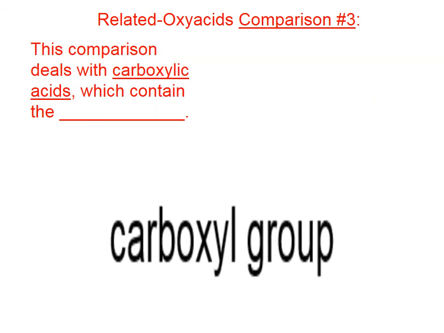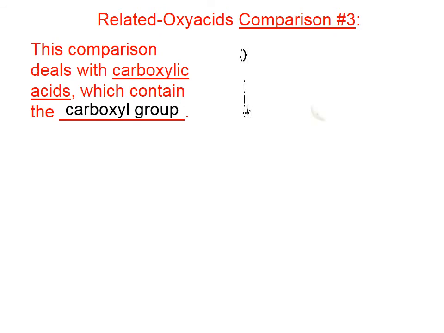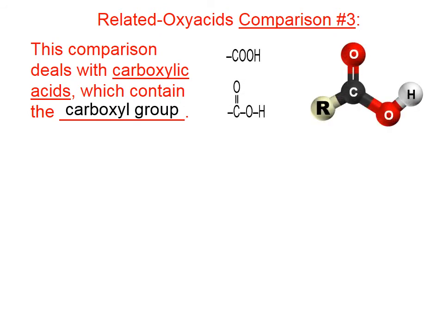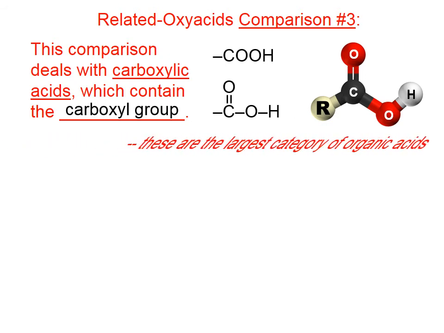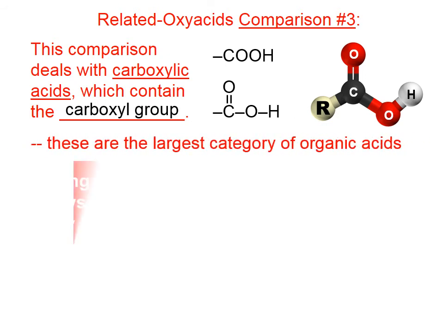How about a third trend? This comparison deals with carboxylic acids, which contain the carboxyl group. There are any number of ways to represent this. I've shown a few of them here, and then we have a representation of these atoms in space with the carbon double bonded to one of the oxygens, single bonded to another oxygen, and then R, I don't know what it stands for, I say it's the rest of the molecule. Any number of things could be hanging off the carbon in that direction.